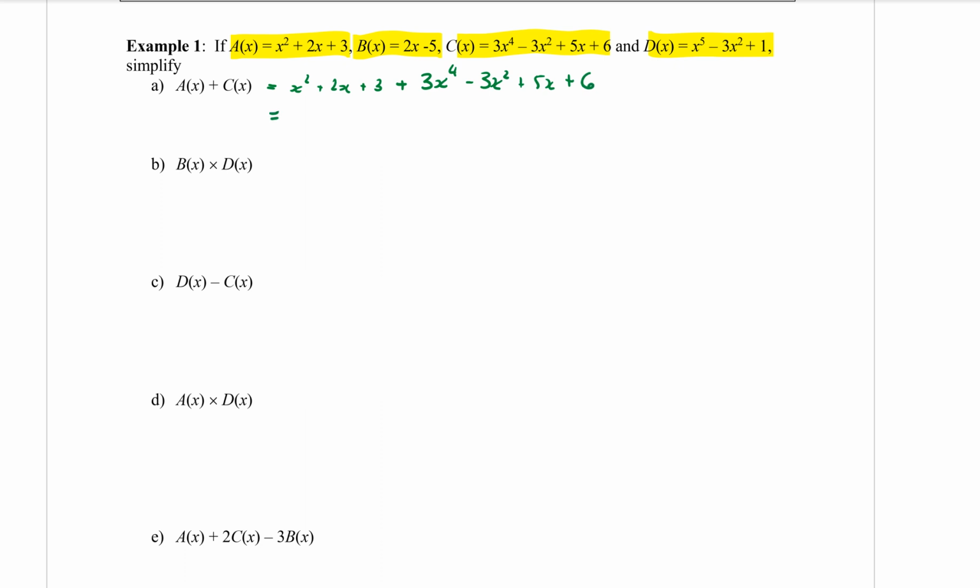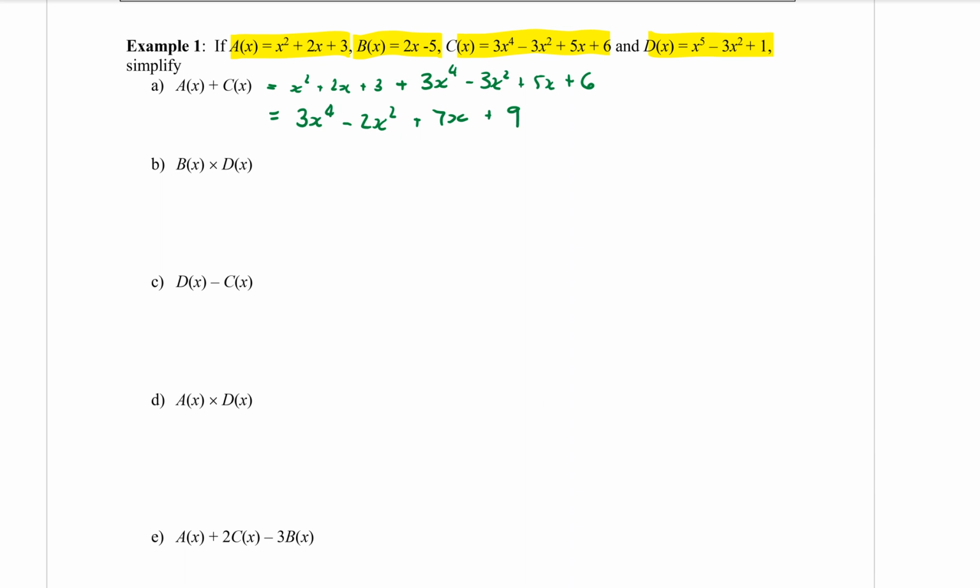Okay, and collect up your like terms, starting with the highest power. So 3x to the power of 4 is the highest power. Looking for an x cubed, but I don't have one. So then I move on to x squared. So I have 1 minus 3, which is negative 2x squared. Then on to x terms. I have 2 plus 5 makes 7x. And constants, 3 plus 6 is 9. Easy enough, right?